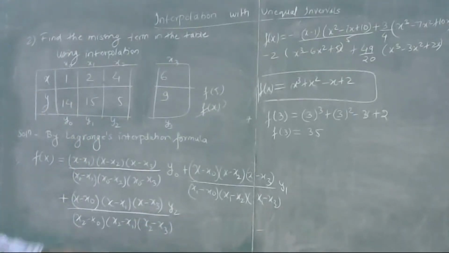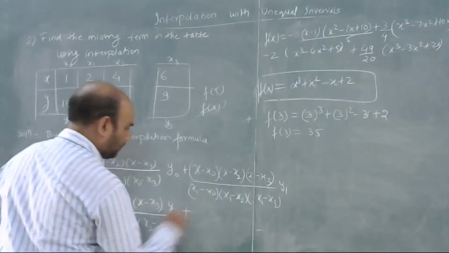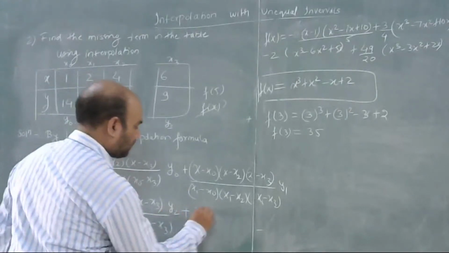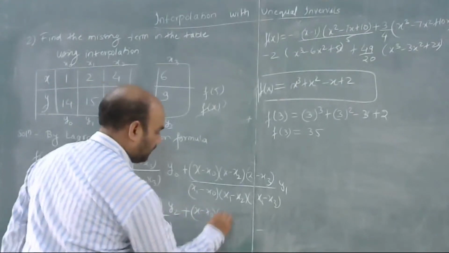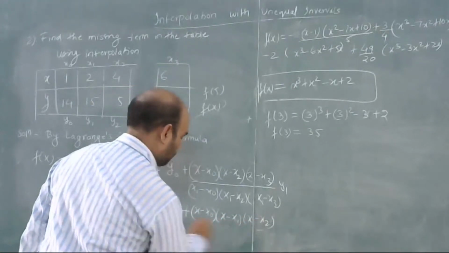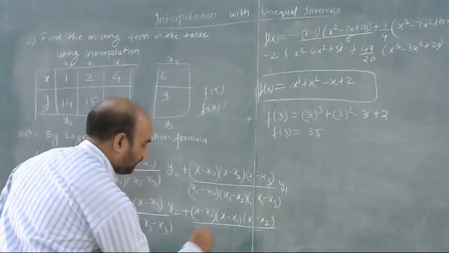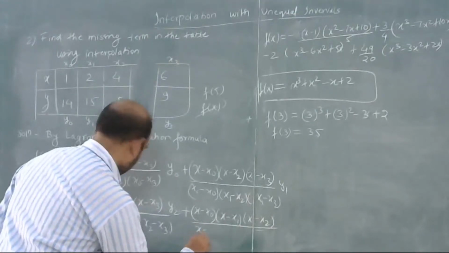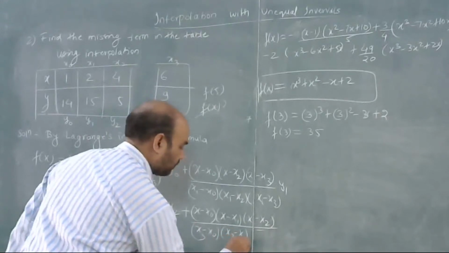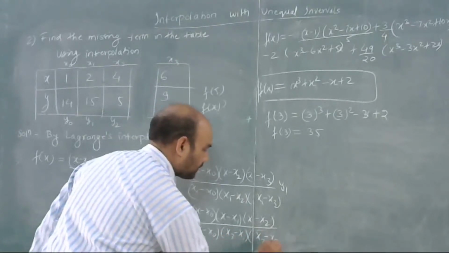Okay. So in this manner, you can write the formula. So make a practice to write this formula. Okay. So next, the last term: x minus x0, x minus x1, x minus x2, whole divided by x3 minus x0, x3 minus x1, and x3 minus x2, into y3.